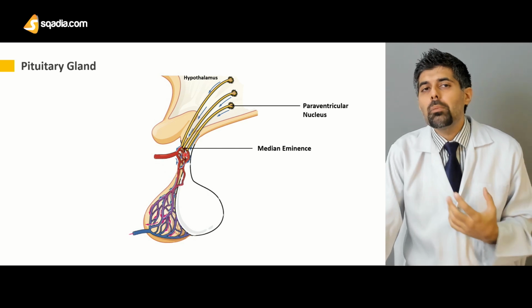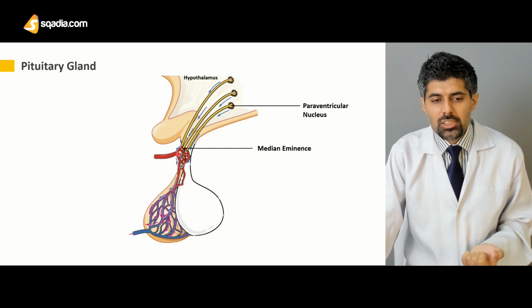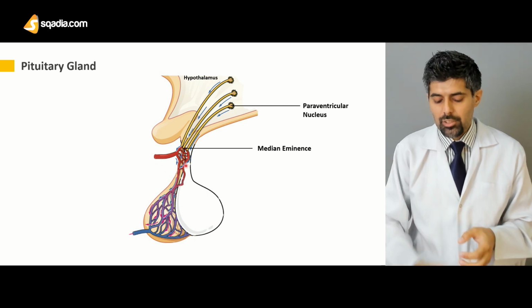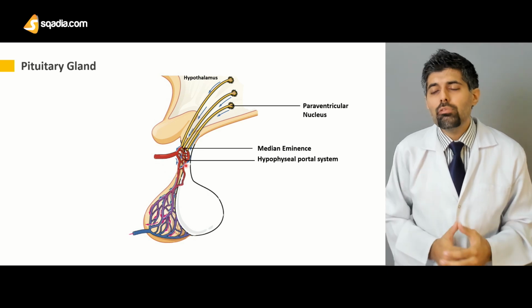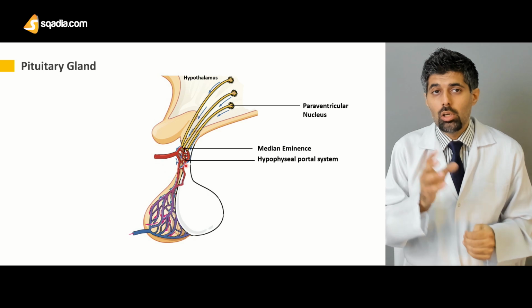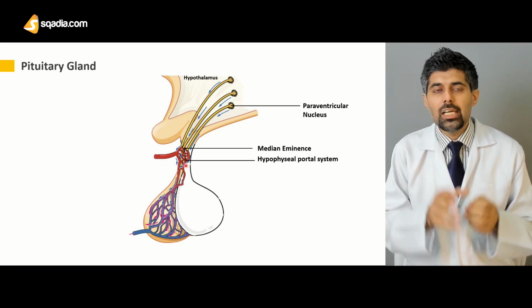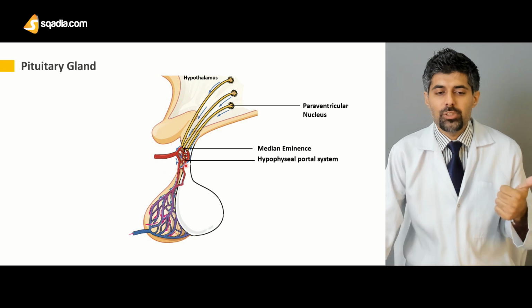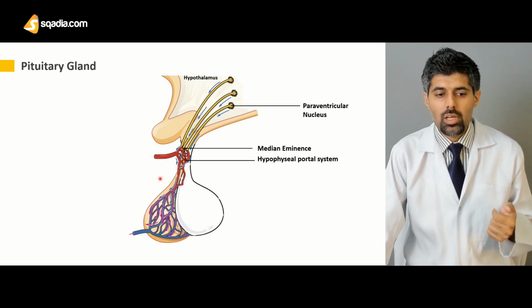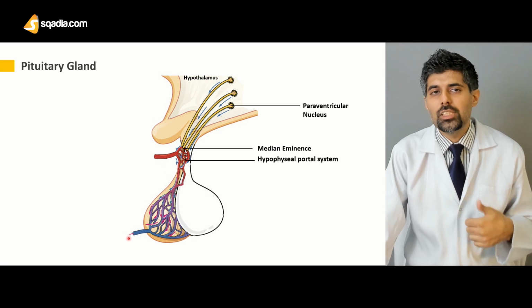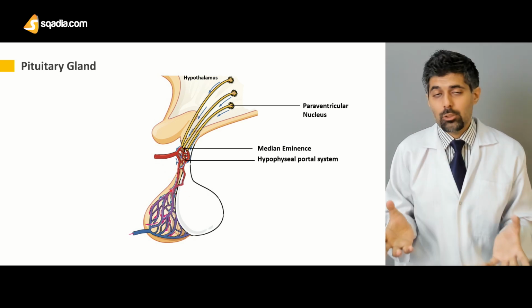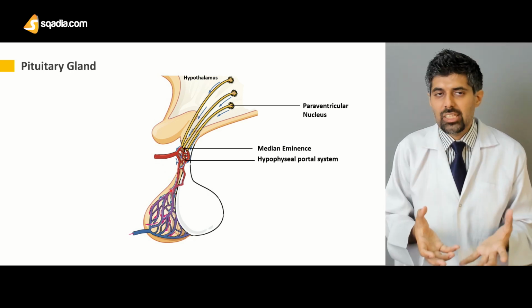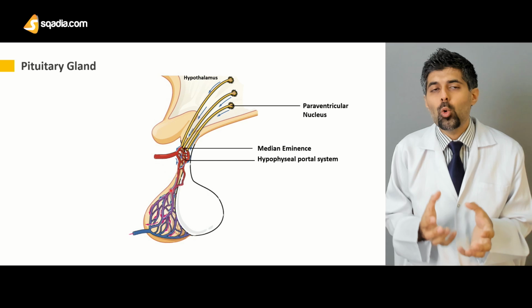Now they release it at the median eminence because there is a certain web of vessels here known as the hypophyseal portal system. Now, this hypophyseal portal system that you might recall from the lecture on the pituitary gland is composed of the superior hypophyseal artery, that is this one, and the inferior hypophyseal vein. Now, because of these two webs of blood vessels, which are sinusoidal in nature or fenestrated, meaning that they have huge holes in them.